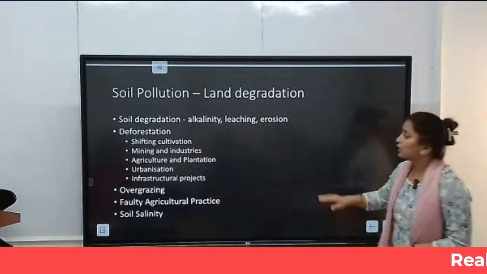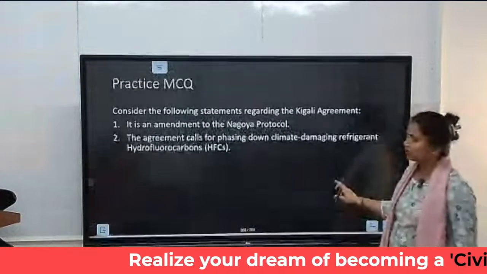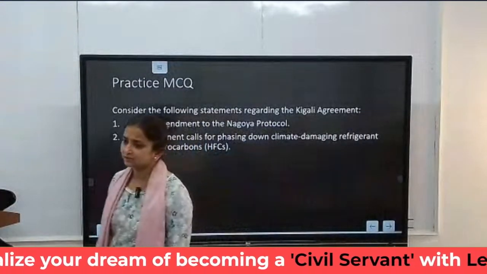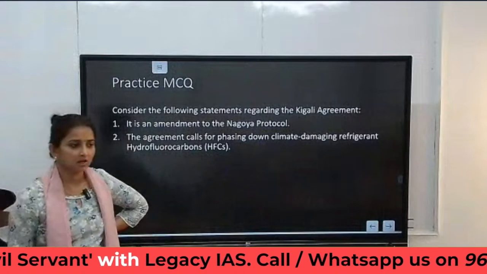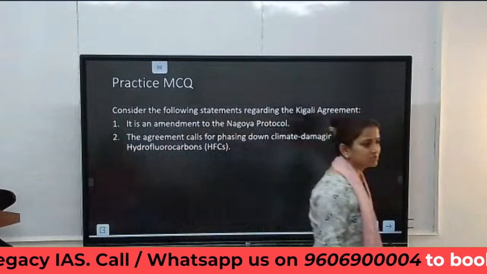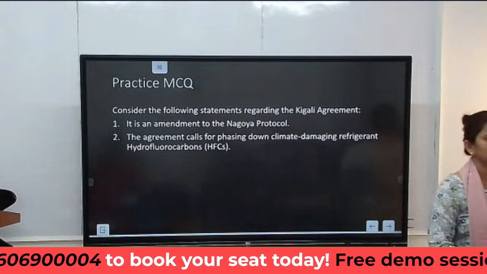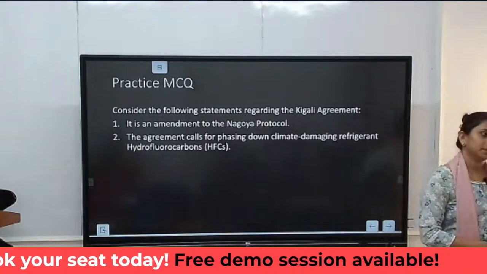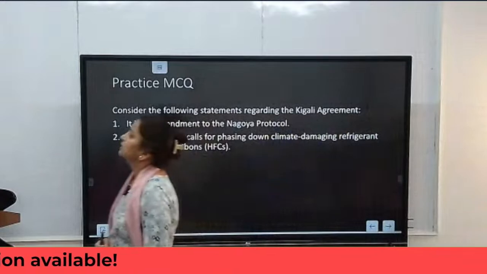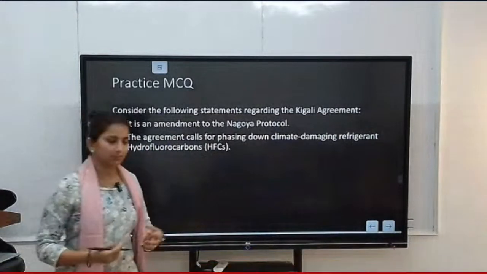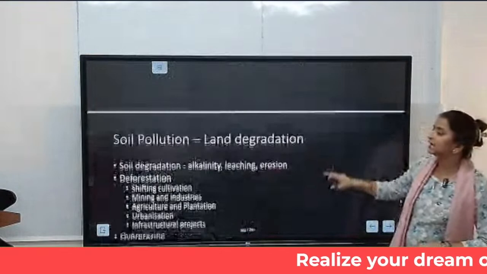Okay, so coming to soil pollution and land degradation. You would have read this earlier. You tell me, what are the causes of land degradation? Deforestation, erosion. Deforestation will result in erosion. Urbanization. Overgrazing. Pollution. Agricultural misuse, meaning excessive use of fertilizer, over irrigation. All these are the problems which ultimately result in land degradation.